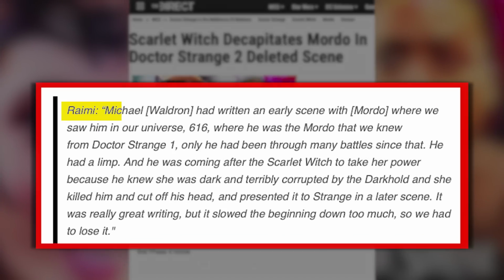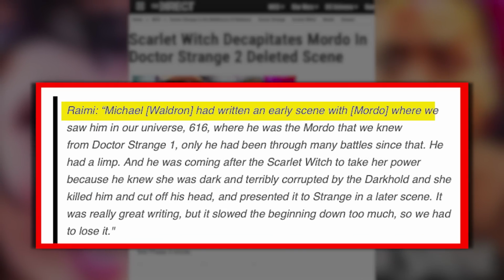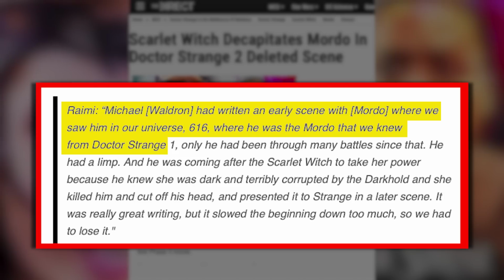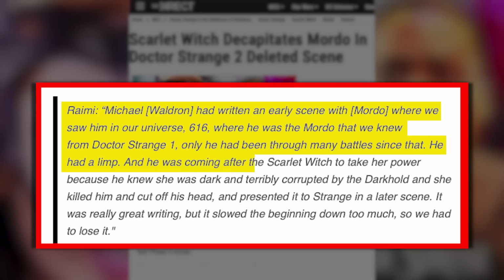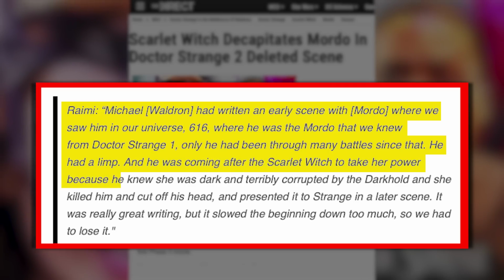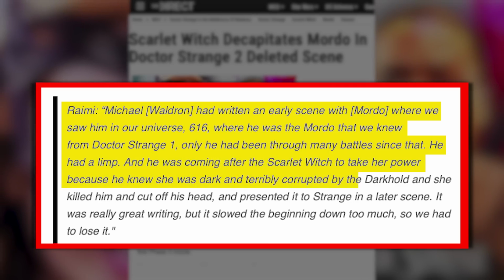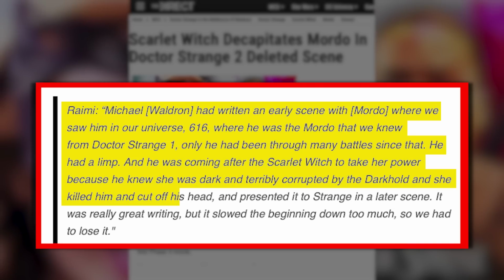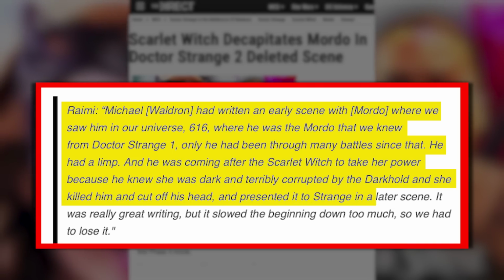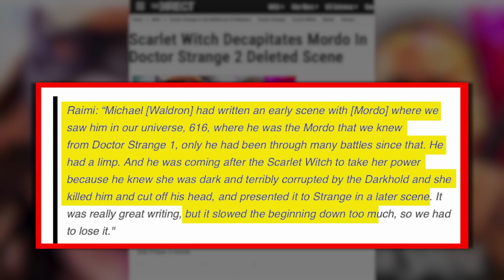He said Michael had written an early scene with Chiwetel where we saw him in our universe 616, where he was the Mordo that we knew from Doctor Strange 1, only he had been through many battles since that. He had a limp, and he was coming after the Scarlet Witch to take her power because he knew she was dark and terribly corrupted by the Darkhold. She killed him and cut off his head, presented it to Strange in a later scene, but it slowed the beginning down too much and we had to lose it.